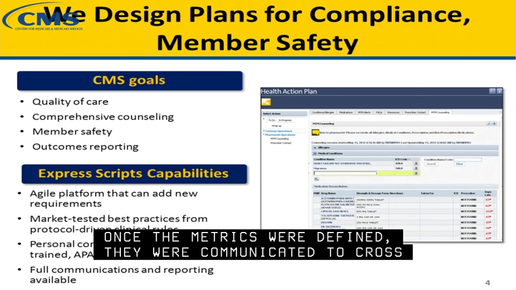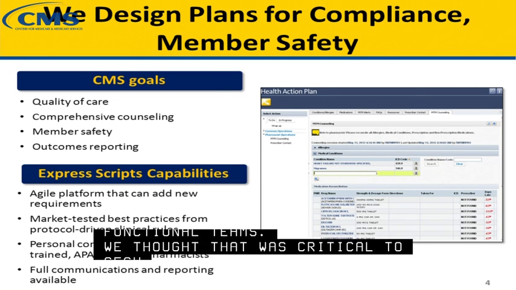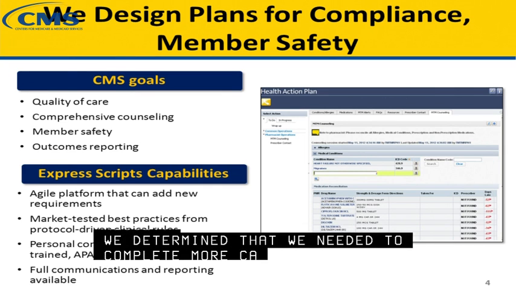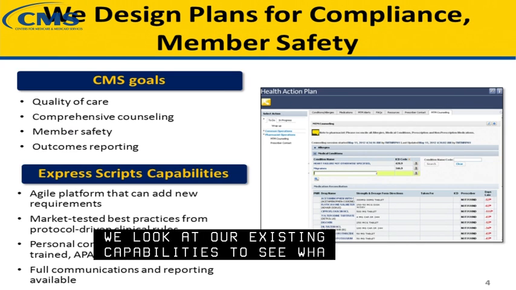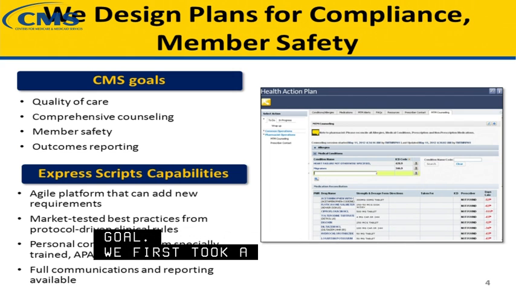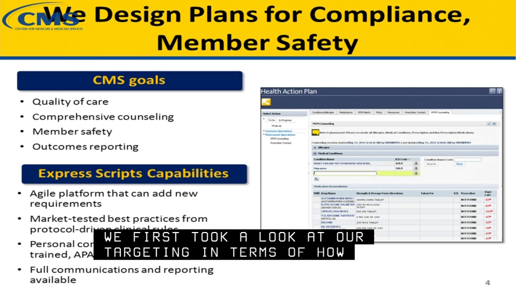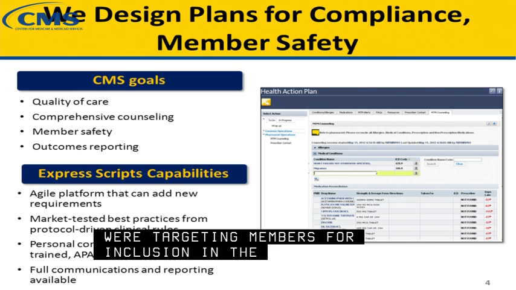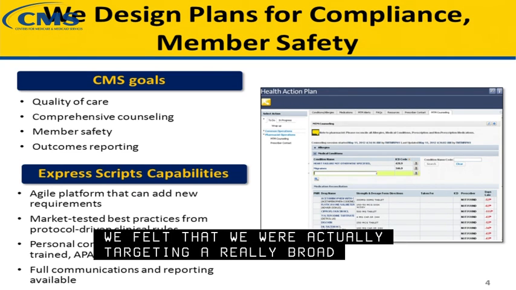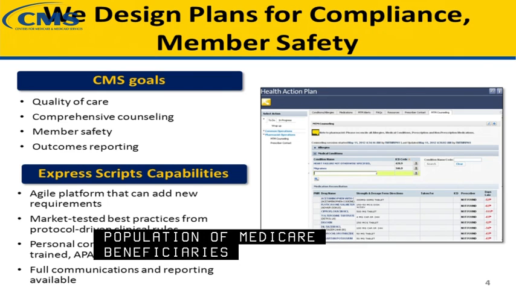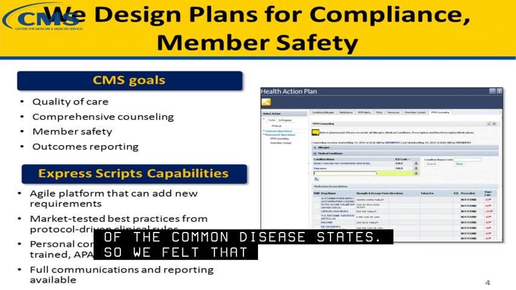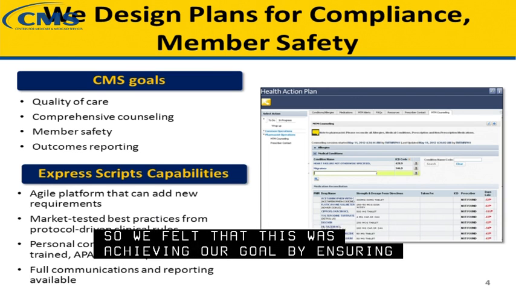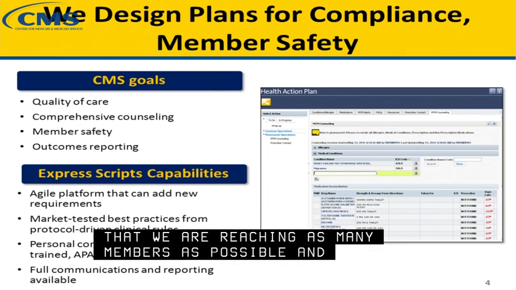As an example, we determined that we needed to complete more comprehensive medication reviews. We first started by taking a look at our existing capabilities to see what could be enhanced to achieve this goal. We first took a look at our targeting in terms of how we were targeting members for inclusion in the MTM program. What we identified there is that we felt that we were actually targeting a really broad population of Medicare beneficiaries by targeting a lot of the very common disease states in the Medicare space, and so we felt that this was achieving our goal by ensuring that we're reaching as many members as possible and providing that quality care.